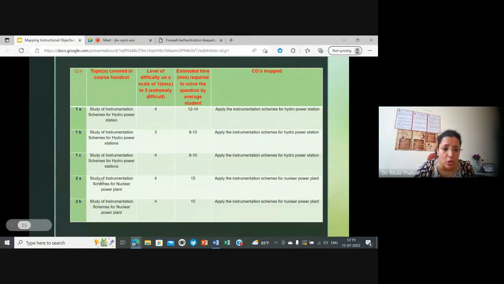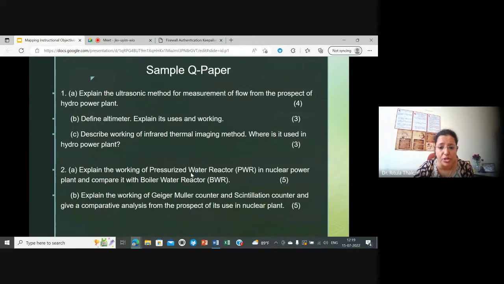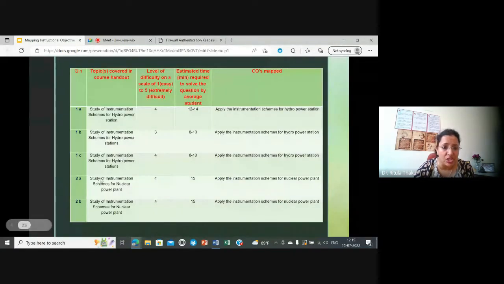Similarly, the second question was: explain the working of a pressurized water reactor in a nuclear power plant and compare it with a boiling water reactor. So what is the topic which is covered in the course handout? Study of instrumentation scheme for nuclear power plant. And which is the CO which is being mapped with it? Apply the instrumentation scheme for nuclear power plant. Okay, so this is how you will be mapping your whole.